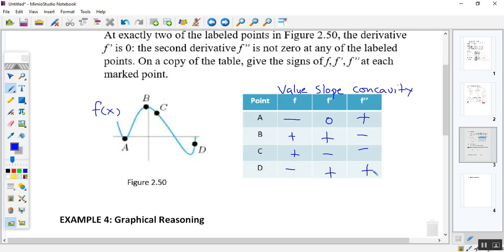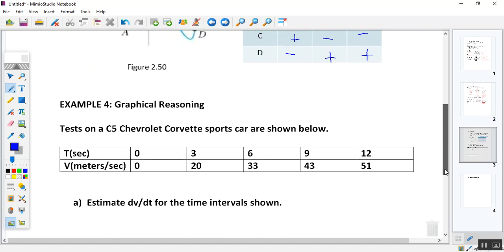Okay? Doable? How do you feel about this? Not too bad, is it? Okay? Questions to this point? I think if you can understand this table, you're in great shape, okay? All right.